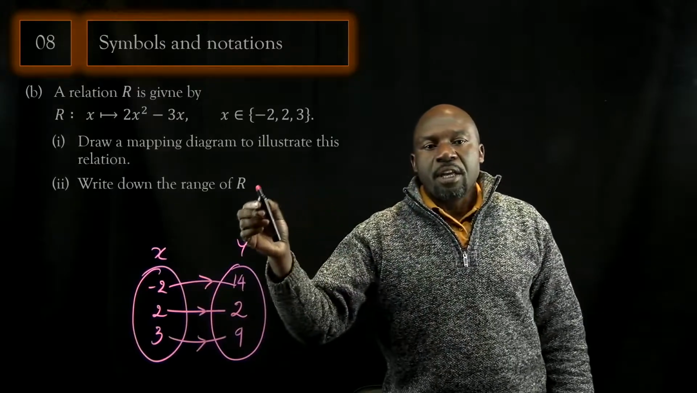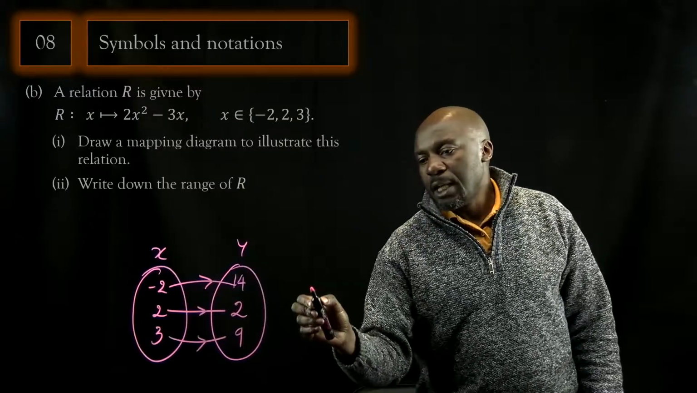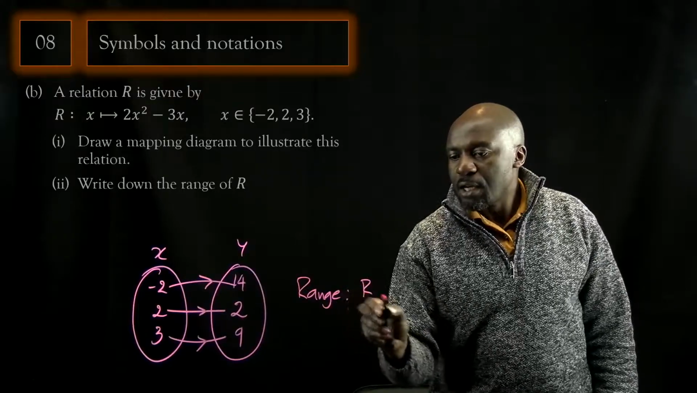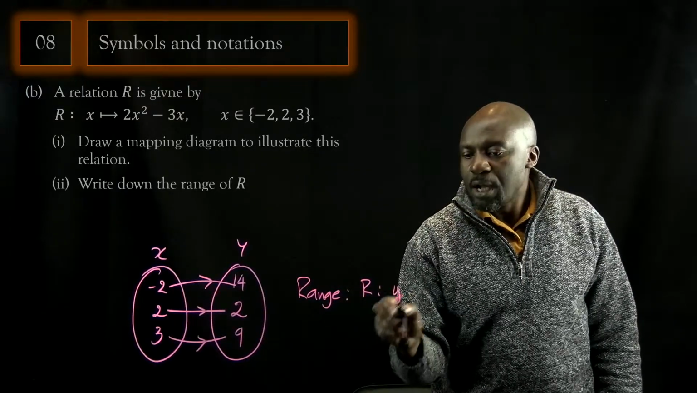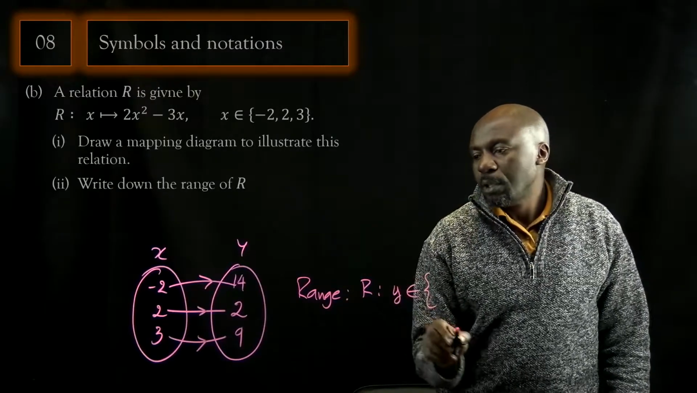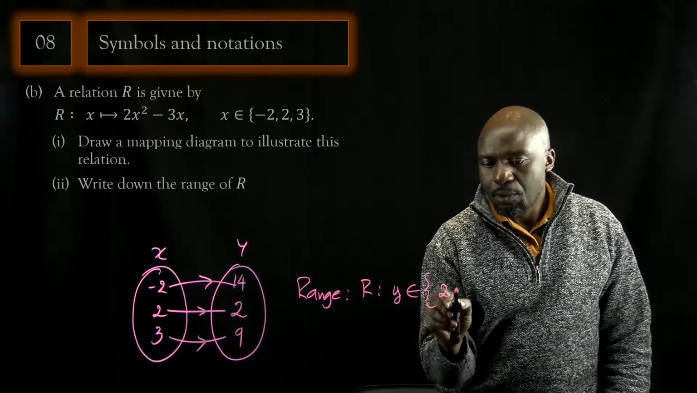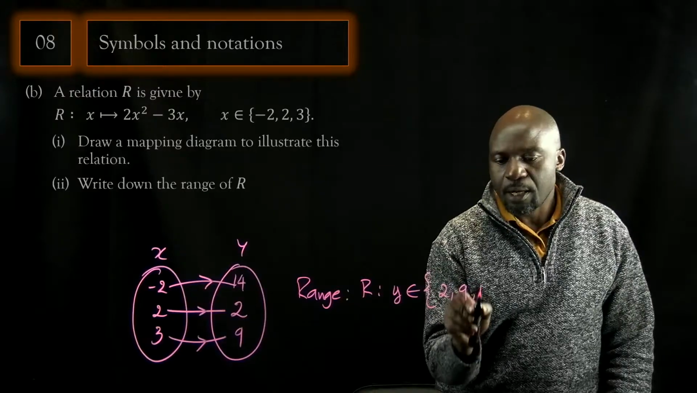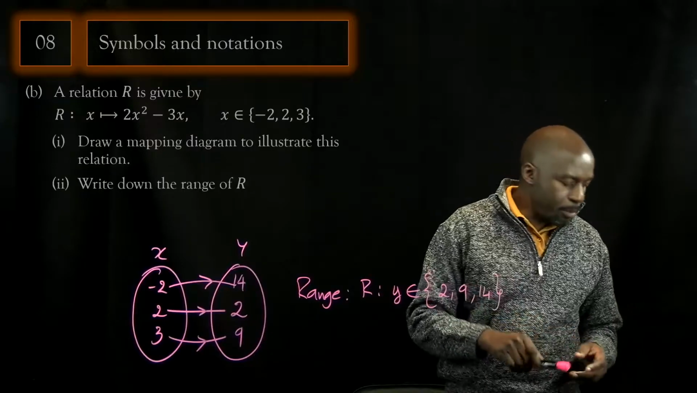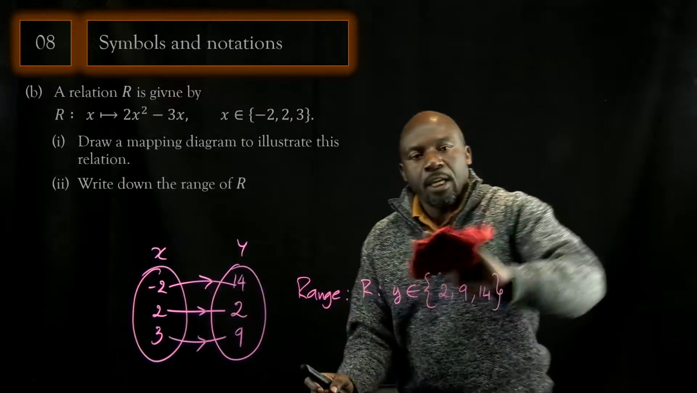Write down the range of R using set builder notation. We would say the range contains the values of R such that the y values are in the set 2, 9, and 14, like that. And that is the range expressed in set builder notation.